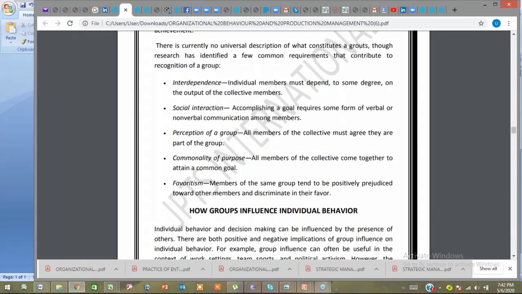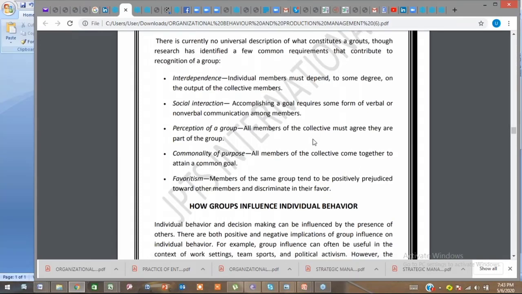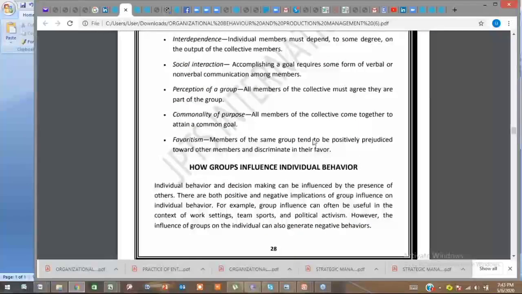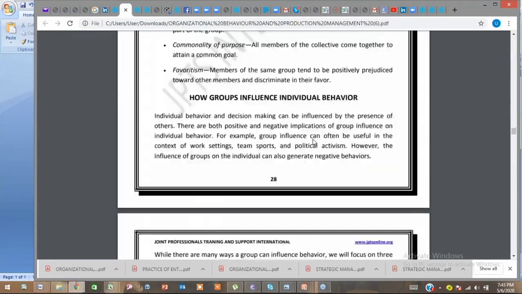Commonality of purpose. All members of the collective come together to attain a common goal. Favoritism. Members of the same group tend to be positively prejudiced towards other members and discriminate in their favor. Of course, in a group, people will say University of Ibadan is better, University of Lagos is better, JPTS is better. It depends on the group you belong to. Every time you belong to a particular group, you favor the group. If you're a member of a group, favoritism. How group influences behavior.